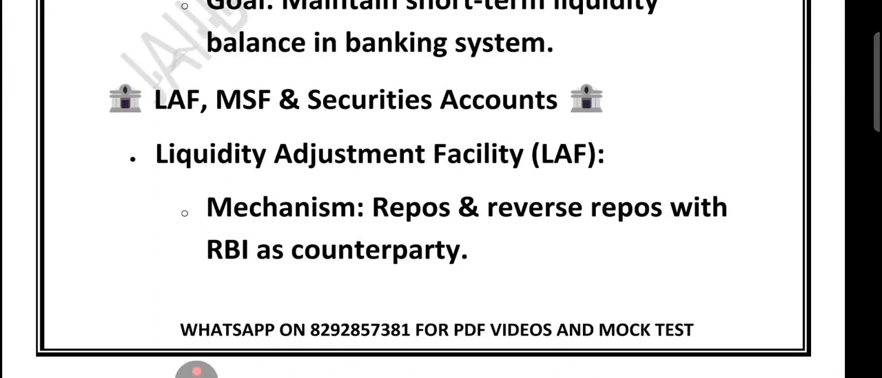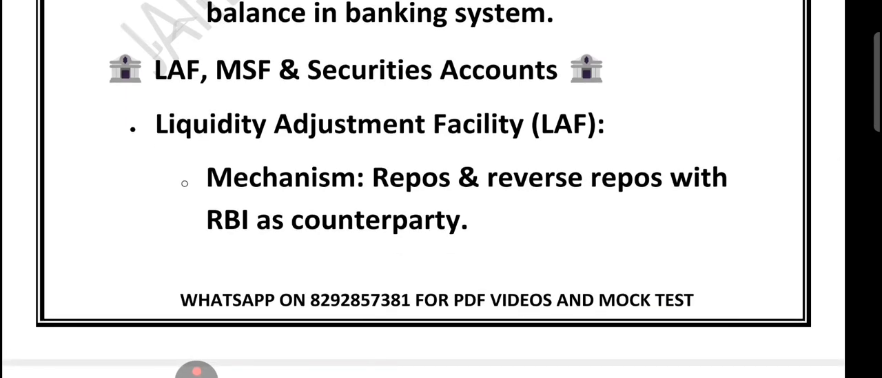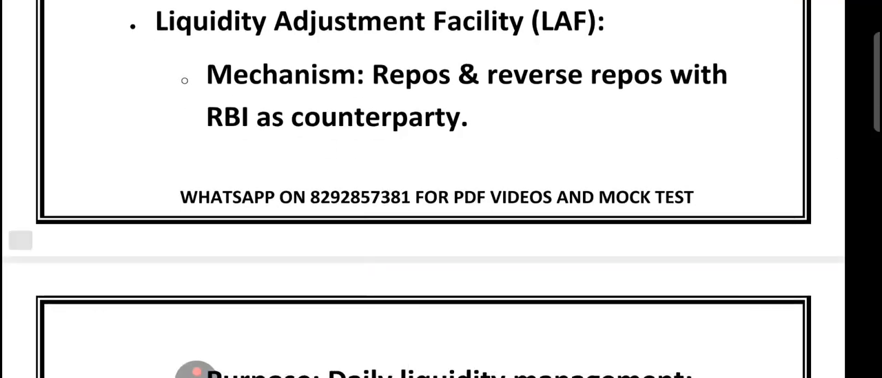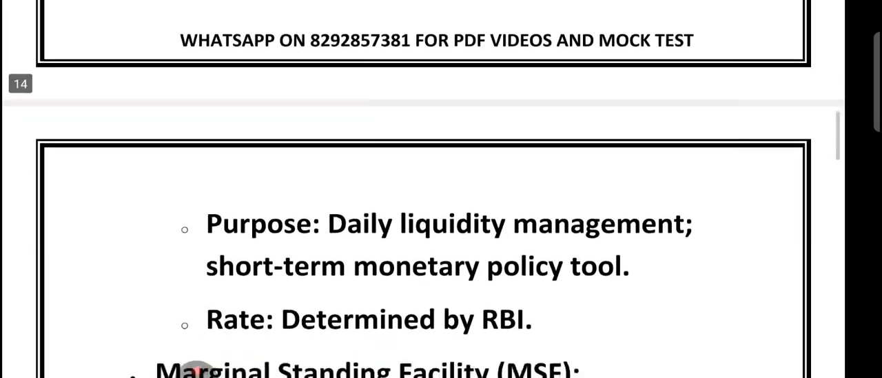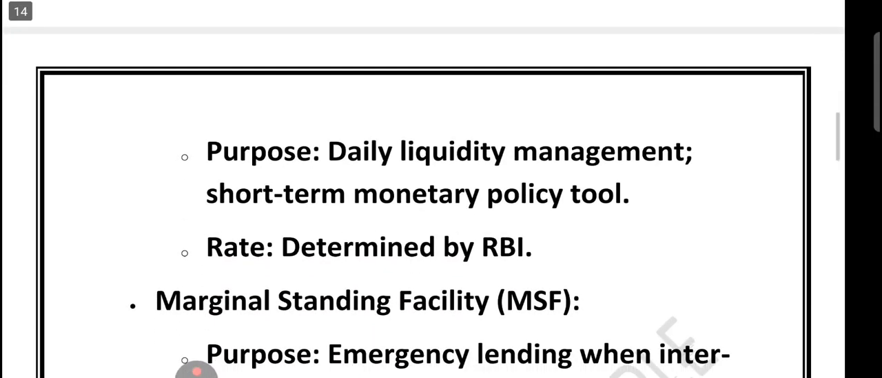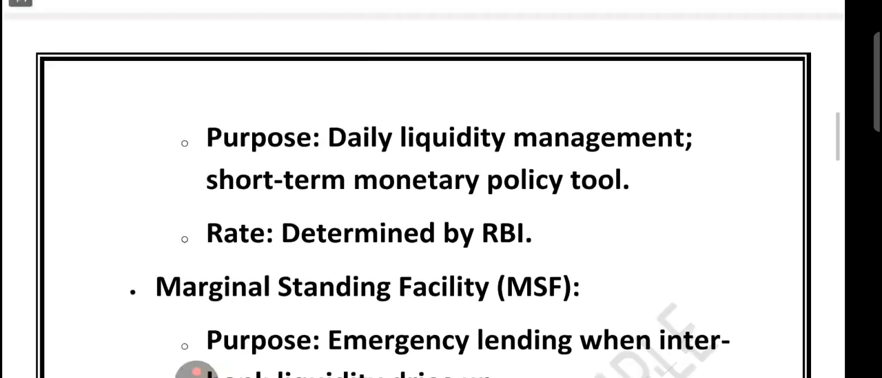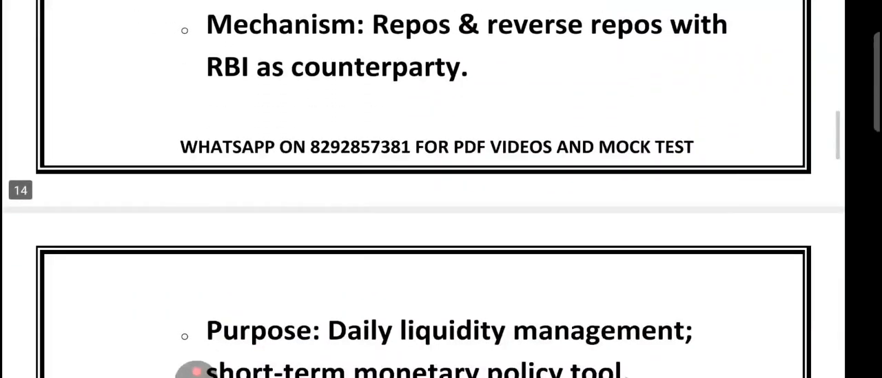Now friends, let's simplify some key RBI tools and accounts which are used for liquidity and government security management. First one we have is LAF. This is the RBI's daily liquidity management tool. Banks lend money overnight with RBI using repo and reverse repo as the mechanism. It is also a short-term monetary policy instrument and the interest rate is set by the RBI. So what we learned about LAF is that LAF keeps the banking system cash flow stable day to day.